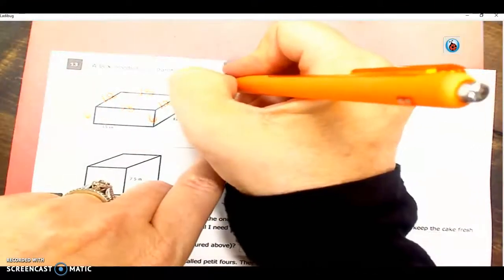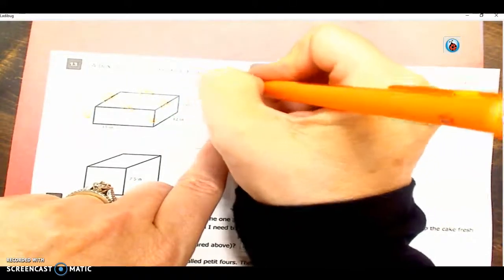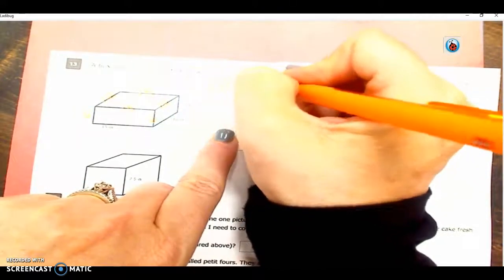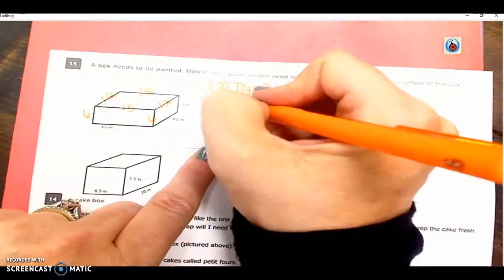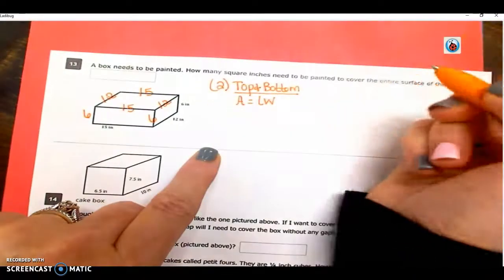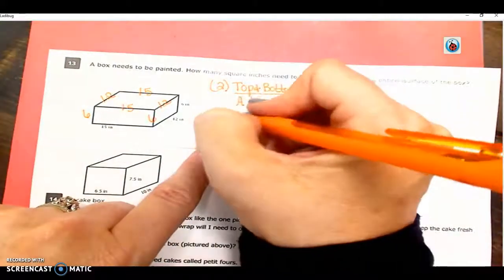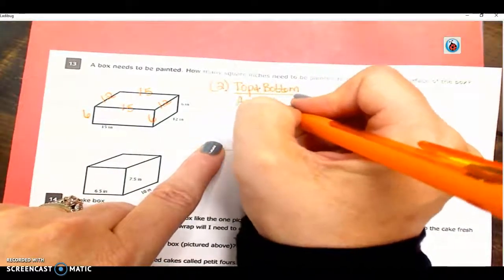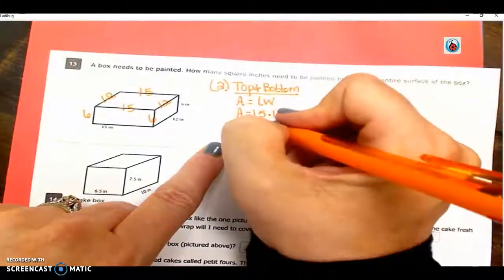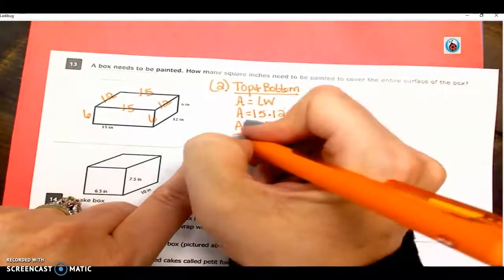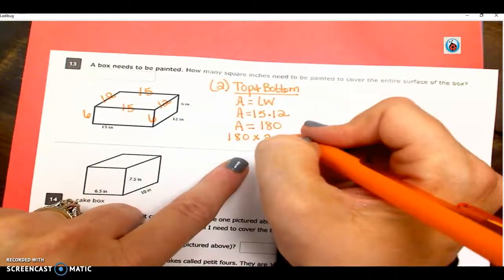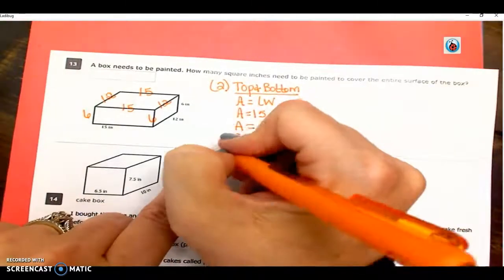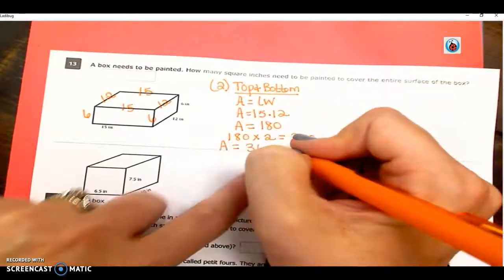All right, I'm going to start with the top and the bottom. So that's going to be 2. The top and the bottom are going to be the same. So if we find 1, we can just multiply by 2. All right, since we're dealing with a rectangle, we want length times width. The top we can see is 15 by 12. So we have 15 by 12. That's going to give us an area of 180. However, we have 180 times 2 to include the bottom, which is going to give us 360. So I have an area that is 360 inches squared for the top and the bottom.